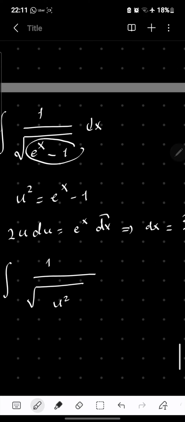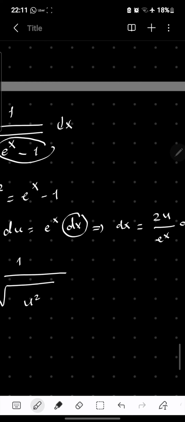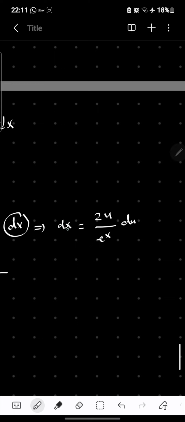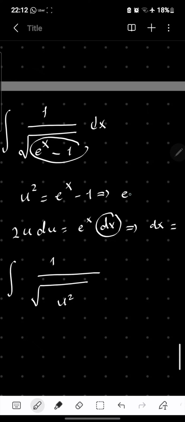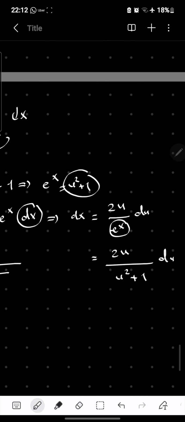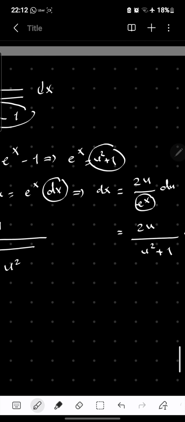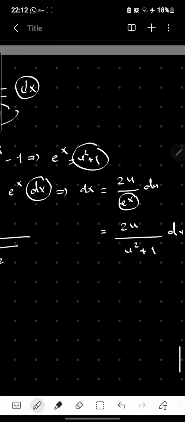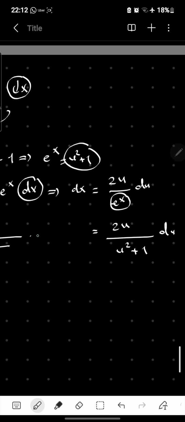Let's have a look again. If we want to take dx, we will divide by e power x. So we have dx here, but we want dx in terms of u, not e power x. So we substitute for e power x here. It will be u squared plus 1. So it will be 2u over u squared plus 1 du. And you can substitute it into the integral. We can erase or cancel the x and put 2u over u squared plus 1 du.